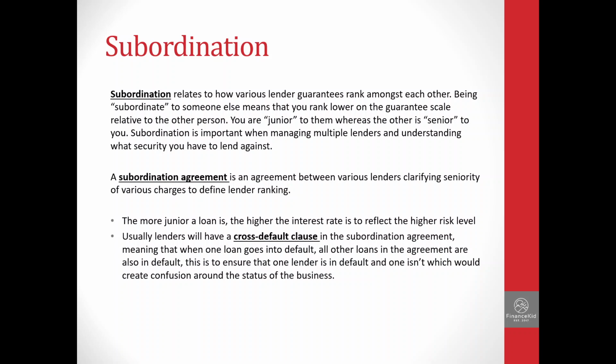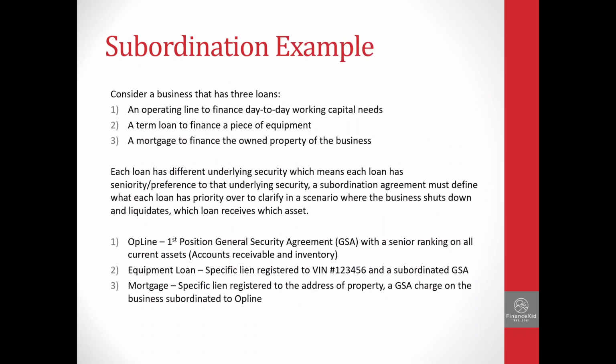So that's why lenders typically work together, even though they may work for separate companies and have separate competitive interests. Ultimately, when you decide to lend together to a business, if one goes down, they typically all go down. And that's what a cross default clause does. And that's usually included in the subordination agreement.